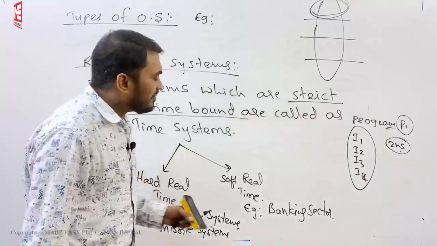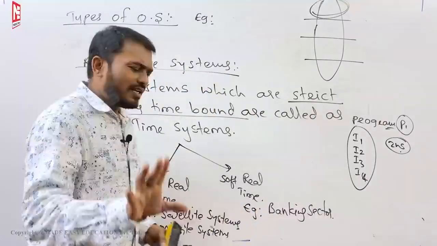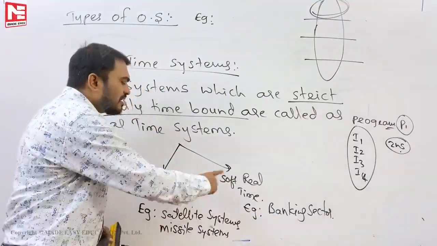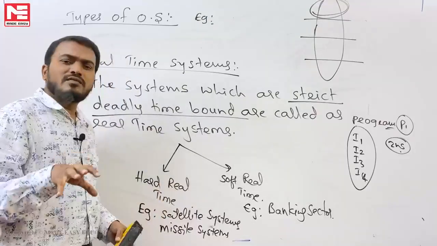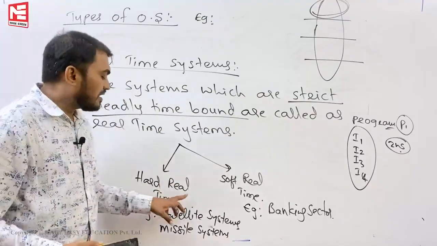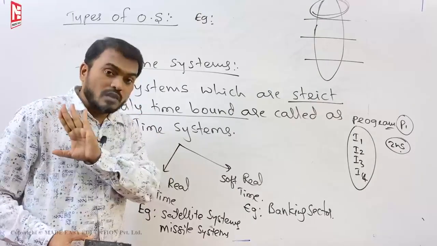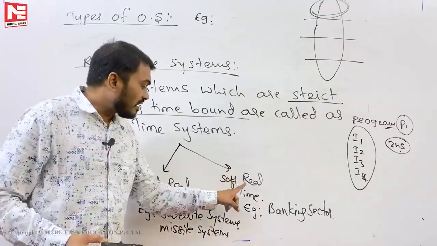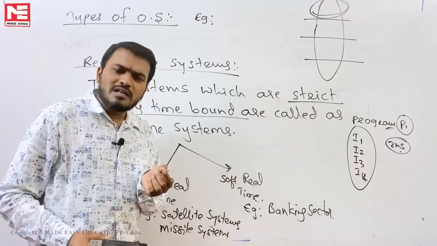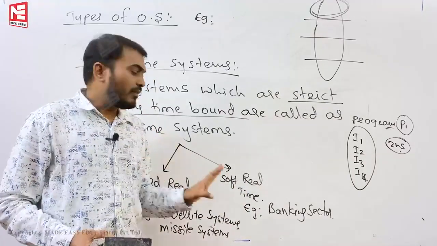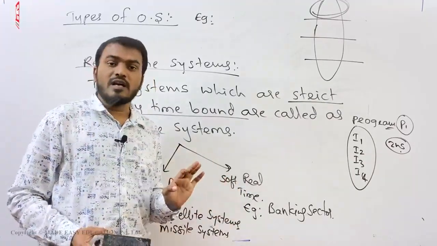Soft real time system example is what? Banking sector. Now understand here what is the difference between these two, hard real time and soft real time. The small difference is, in the hard real time minor delay also not accepted, but in the soft real time minor delay can be accepted. Minor delay can be accepted. Okay, इसका मतलब क्या है?